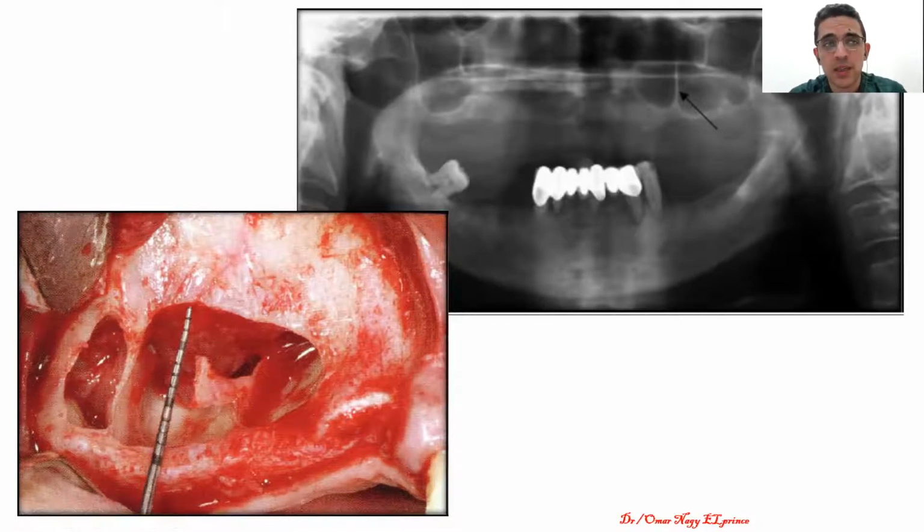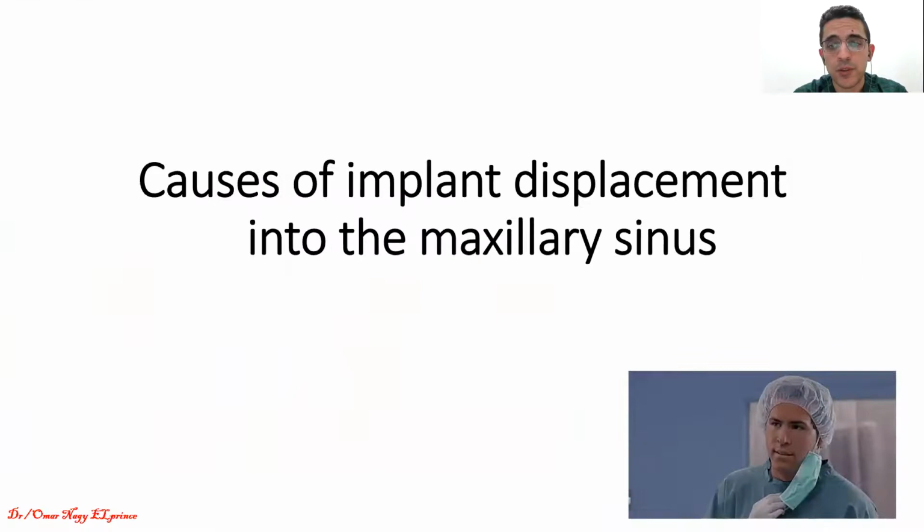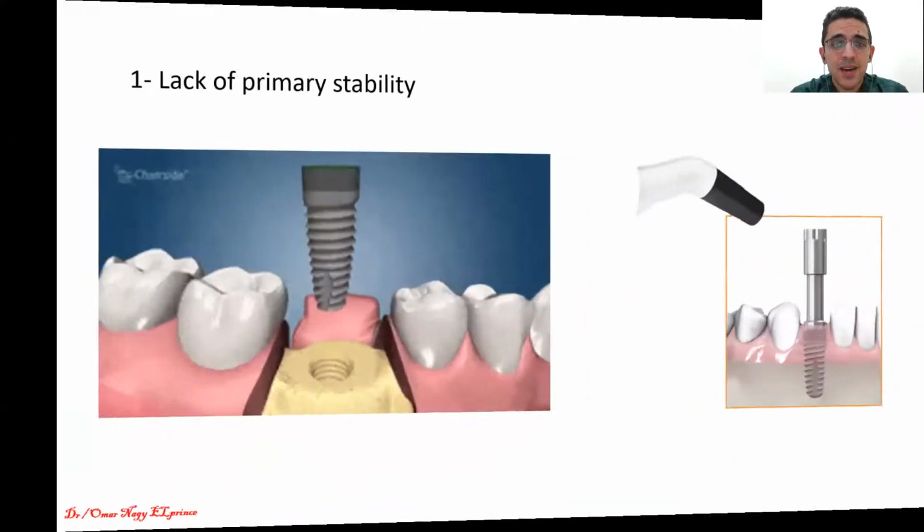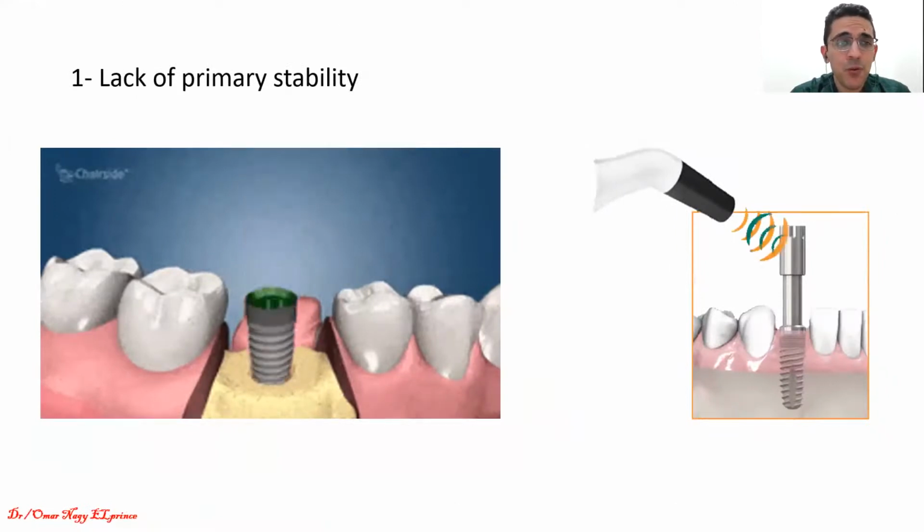Of course it has another implications لو احنا بنعمل maxillary sinus lifting especially from the lateral approach. So السؤال الحقيقي هو ليه ممكن يحصل عندنا displacement into the maxillary sinus؟ يعني ليه الامبلانت ممكن ان هو يدسبليس معانا في الماكسيلاري ساينس؟ I guess first and foremost هو غياب البرايمري ستابيليتي.